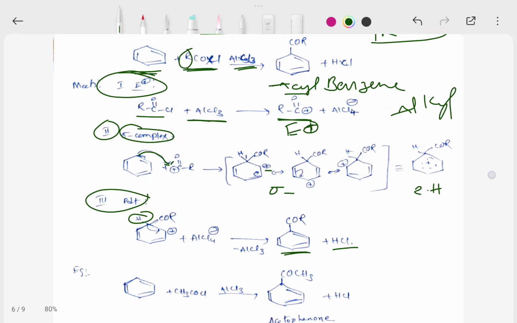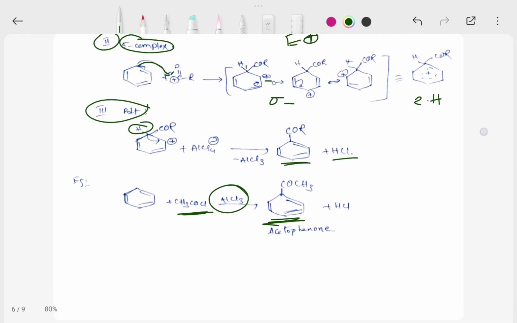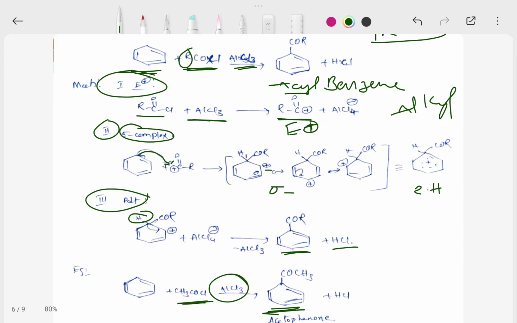For example, I am taking acetyl chloride. Benzene on reaction with acetyl chloride in the presence of Lewis acid will give acetophenone and HCl. These are some of the electrophilic substitution reactions of benzene. Thank you very much.